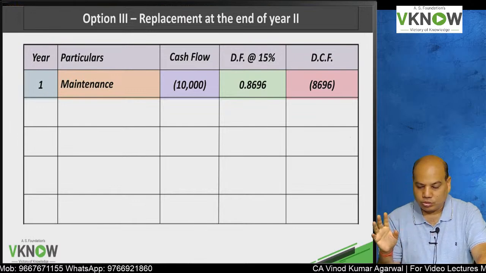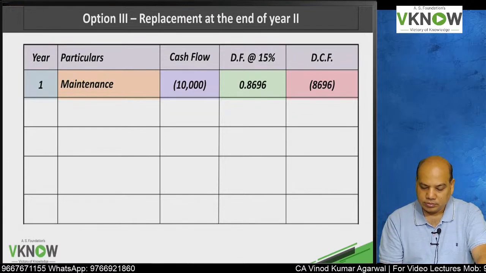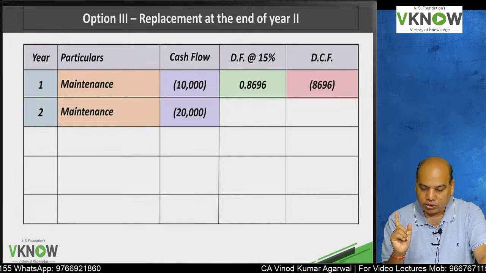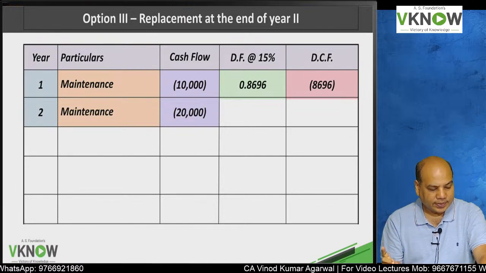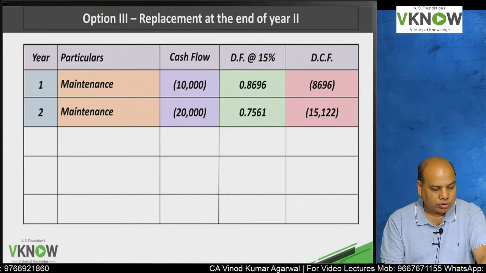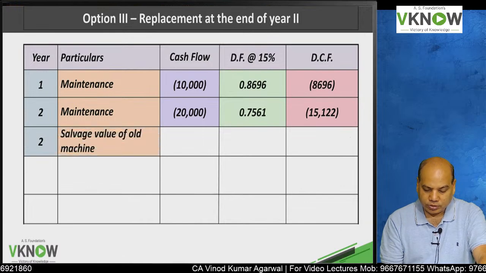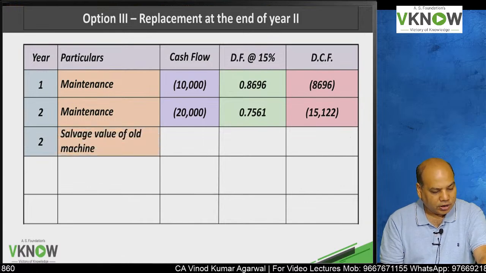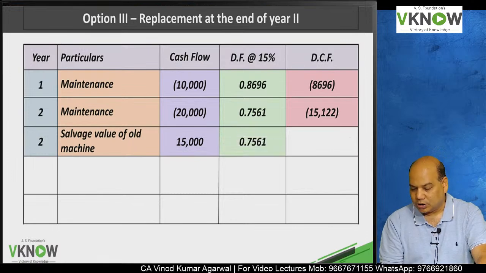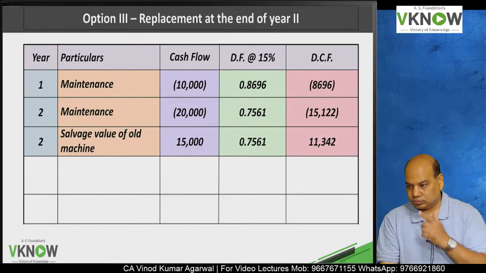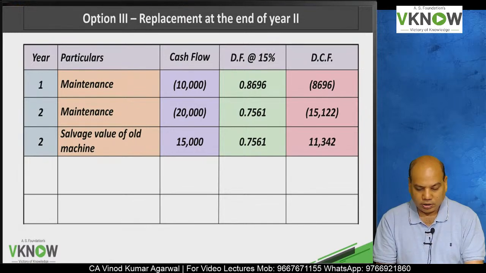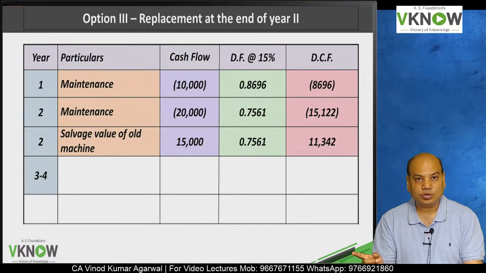Year 1 we are going to use the old machine. Maintenance 10,000. Year 2 we are going to use the old machine. Maintenance 20,000. And in year 2 we are going to sell the old machine. I am going to receive in year 2 salvage value 15,000. Can you see that in the question? Year 2 will get 15,000.